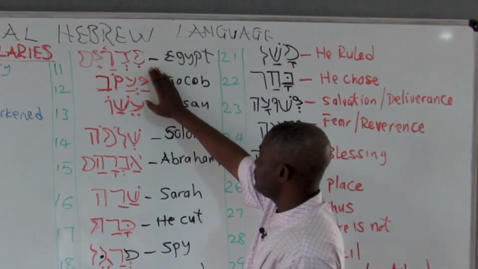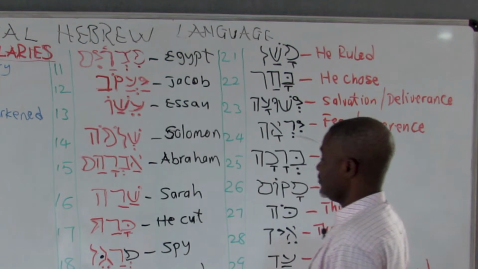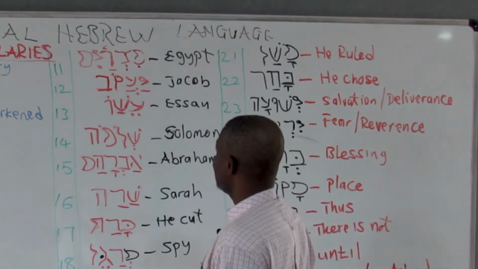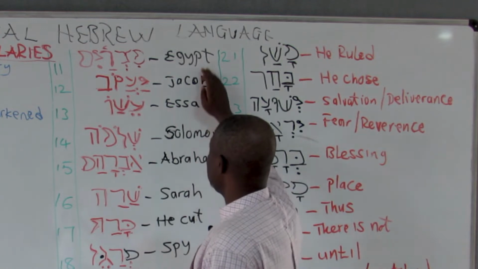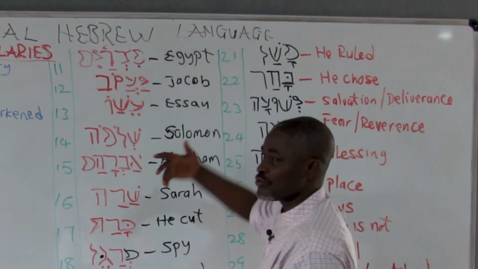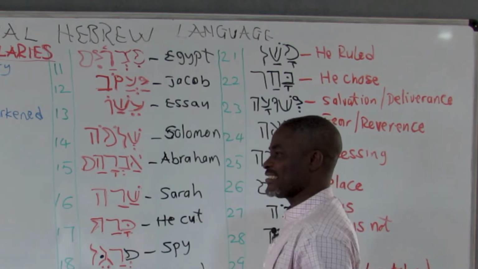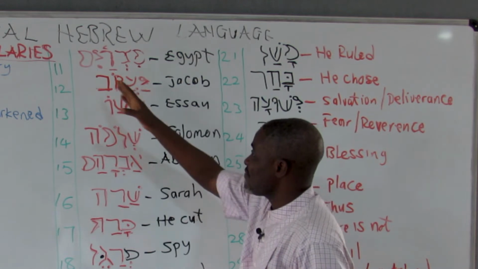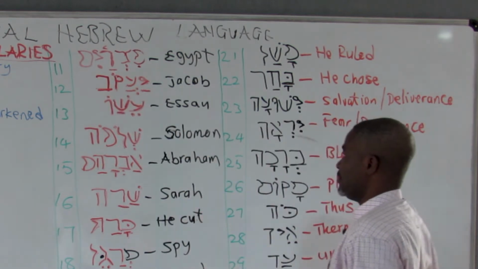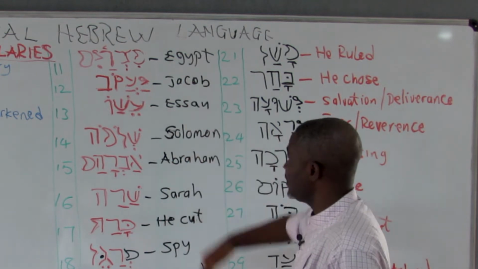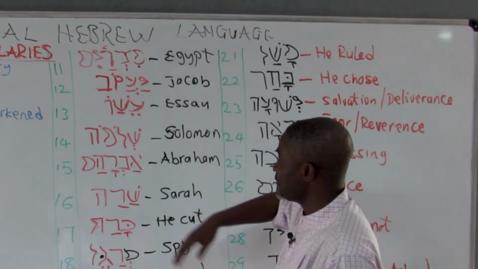Then the next one is Mitzrayim, which is Egypt. Mitzrayim is very similar to Yisrael, which is Israel. But this one, Mitzrayim, is Egypt. Then, giving some names now, some nouns.